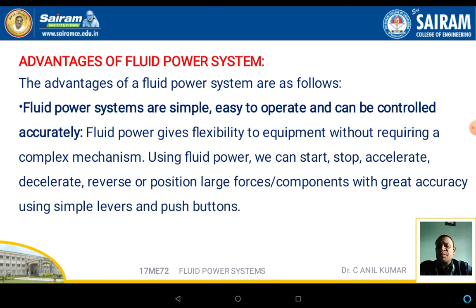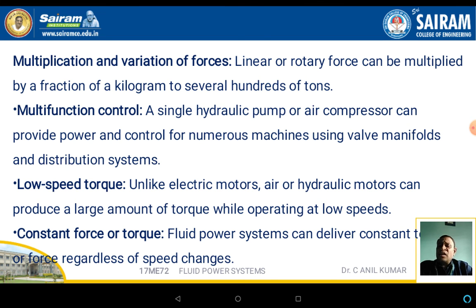The advantages of fluid power systems. Fluid power systems are simple, easy to operate and control accurately. They offer multifunctionality and variation of forces. Linear and rotary motion can be actuated, whether small in terms of kilograms or large in terms of tons. The best example is the power press, where the pressure required is in tons.